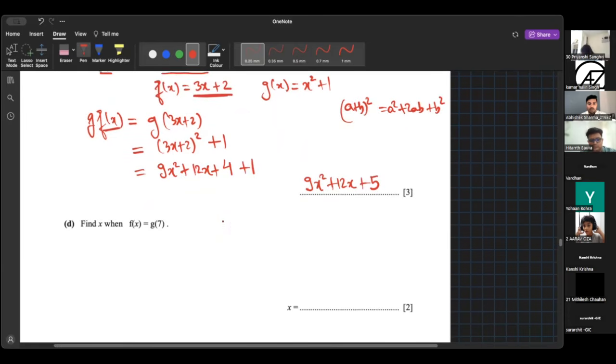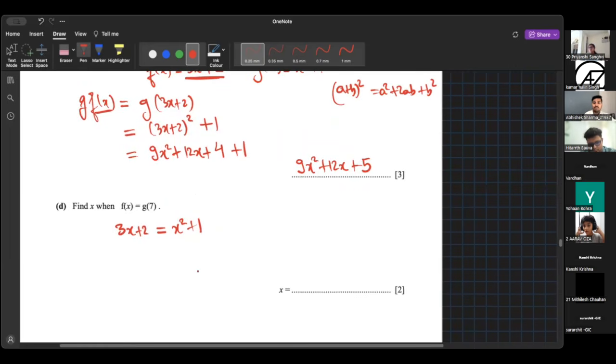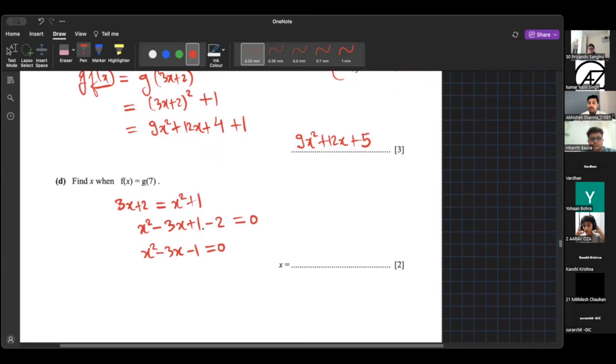So we are moving on to the next part now. It says find x when f of x is equals to g of x. F of x is 3x plus 2, and when it is equals to g of x, that is x square plus 1. First, rewrite it in its general form. So can we write x square minus 3x plus 1 minus 2 equals to 0? So we can write x square minus 3x minus 1 equals to 0. Right? Now we have to factorize this to get the answer.